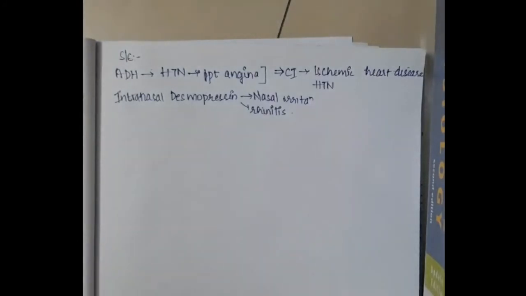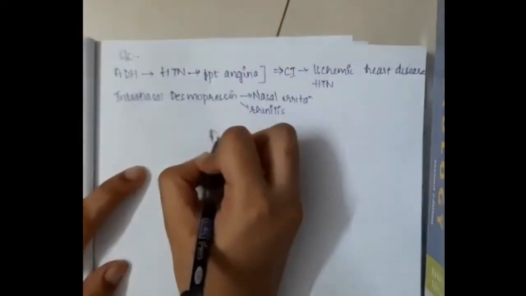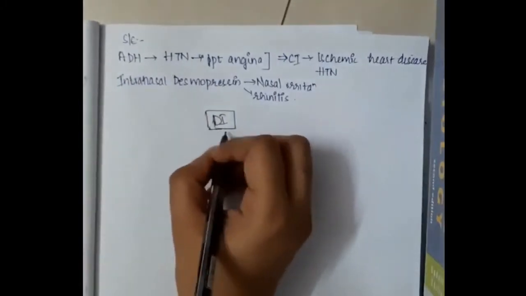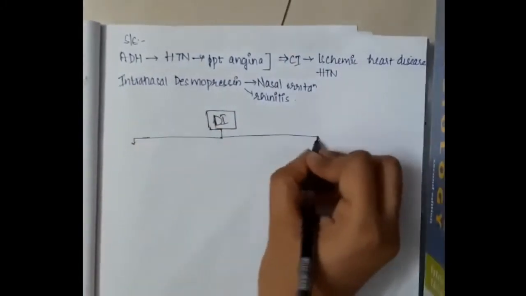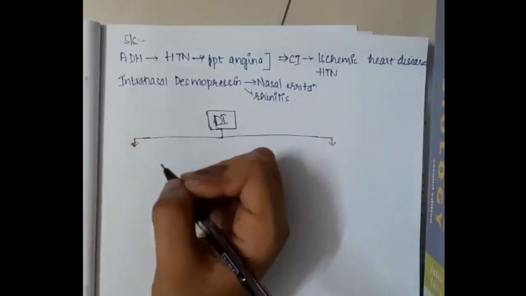So these are the important points about antidiuretic hormone and vasopressin. Now let us learn some important points about diabetes insipidus in the next class.